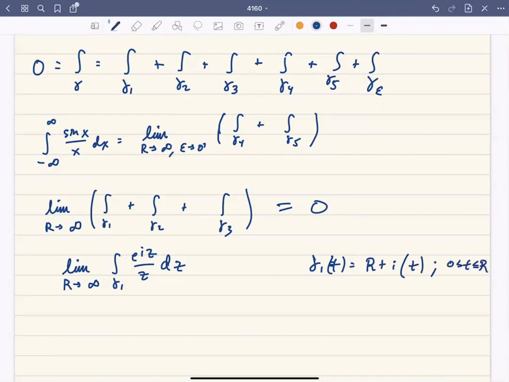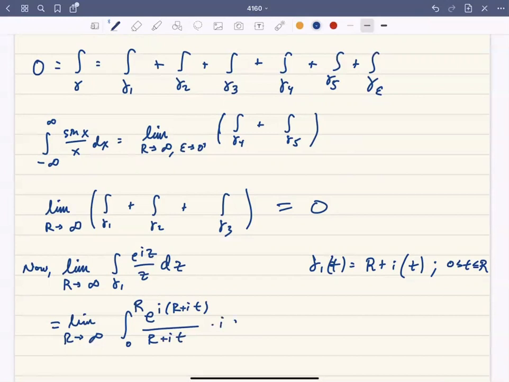And then the integral over gamma 1 is going to be equal to the following. It's going to be the integral from 0 to r. We're going to have e to the i gamma, so that's e to the i times (r plus it), over gamma, r plus it, times gamma prime, which is going to be times i.